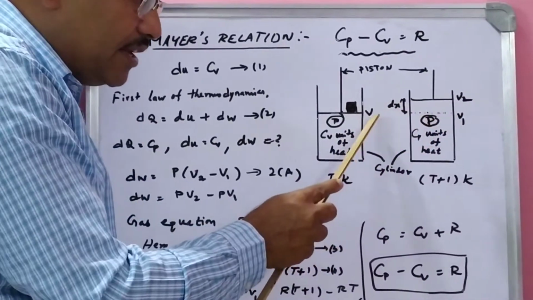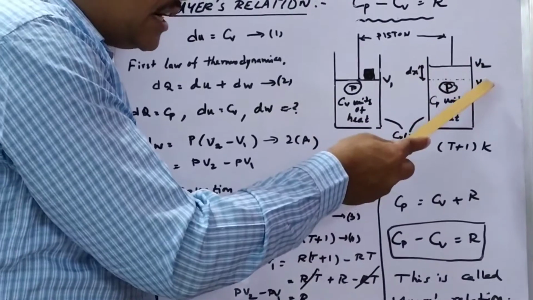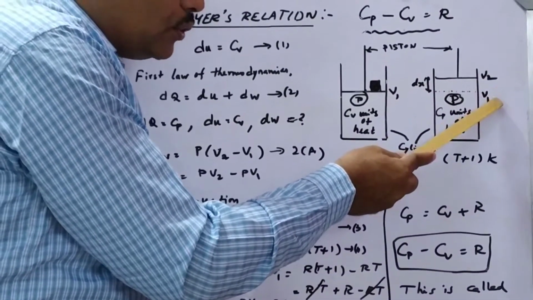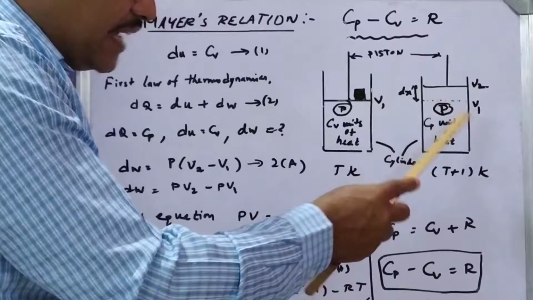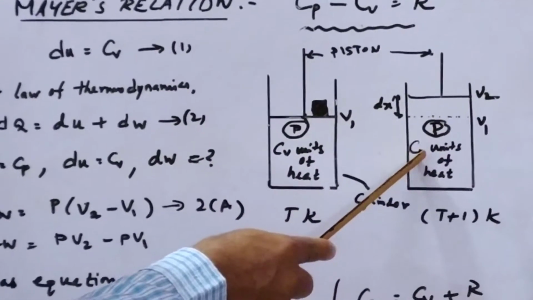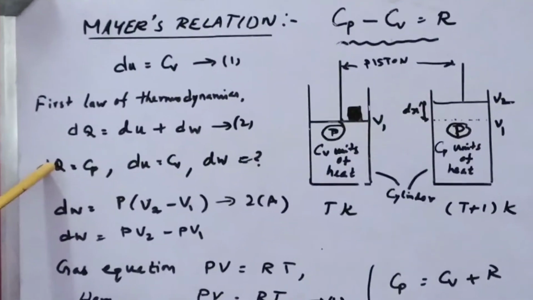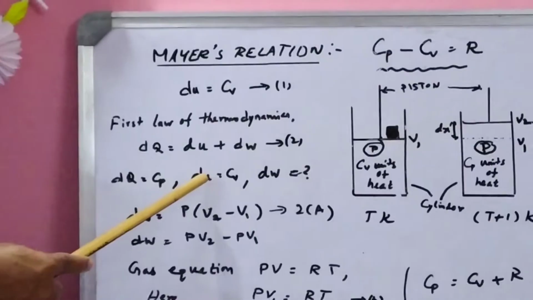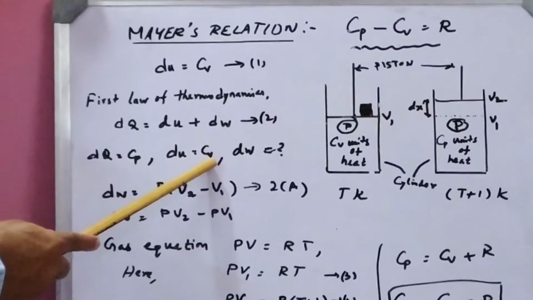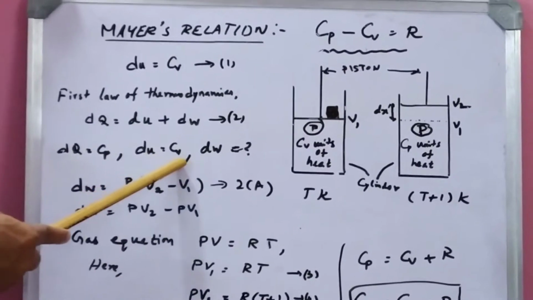So initially the volume is V1. By keeping pressure constant, the volume changes from V1 to V2. So in the second case, I am giving some quantity of heat by keeping pressure constant, and that is called Cp units of heat. If you are giving a quantity of heat at constant pressure, it is called Cp. If you are giving a quantity of heat keeping volume constant, it is called Cv. So dq is equal to Cp, du is equal to Cv.